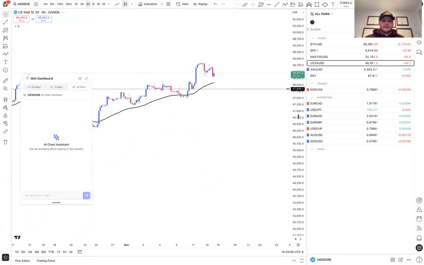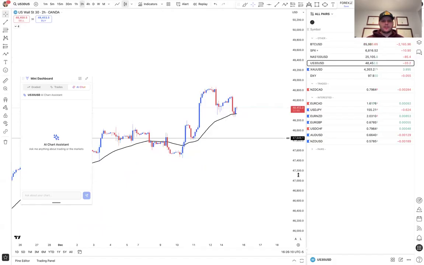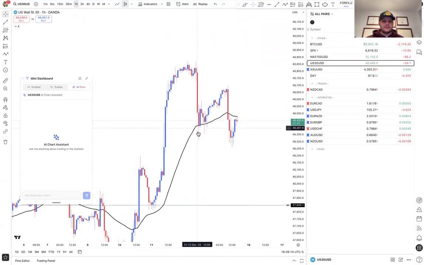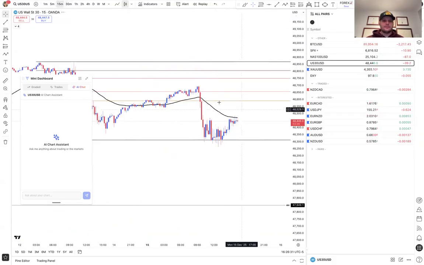US 30, similar, but not exactly the same. Not as much structure as we would have liked, but still very, very clear. Sell into the EMA, pull back, and then sell. If you are trading Fibonacci sequences, this right here would be a very, very nice 61.8% pullback. Right here, you get your consolidation at the area.